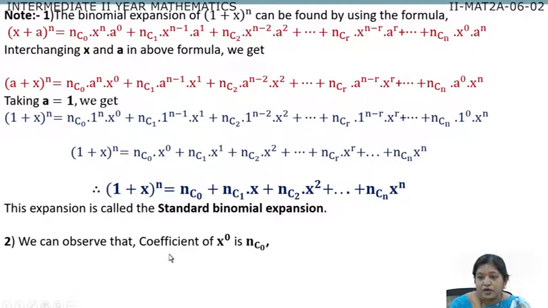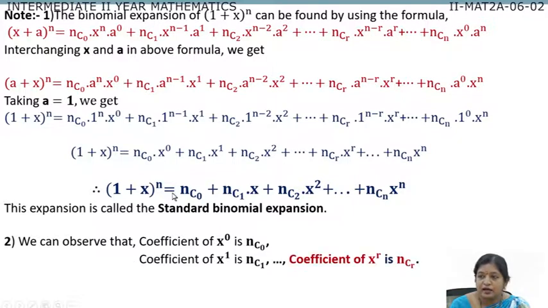So, we can observe that the coefficient of x power 0 in this is nc0. Wherever x power 0 is there, the term next to it is its coefficient, that is, the coefficient of x power 0 is nc0. Similarly, the coefficient of x power 1 is nc1.